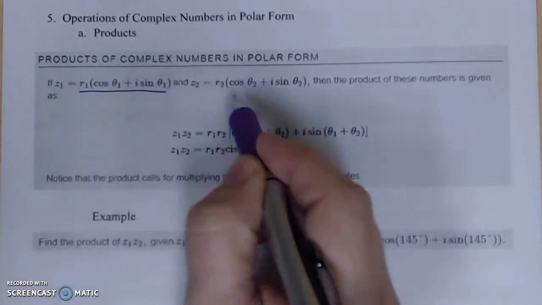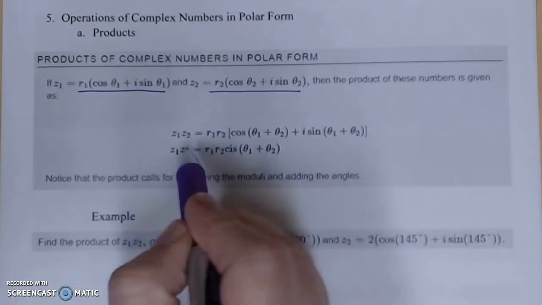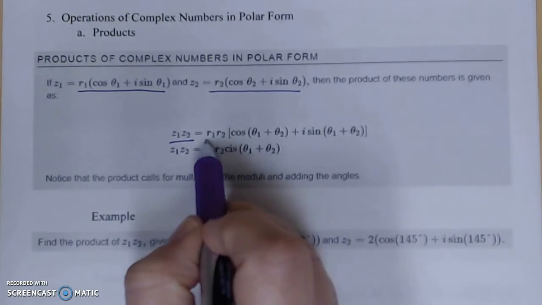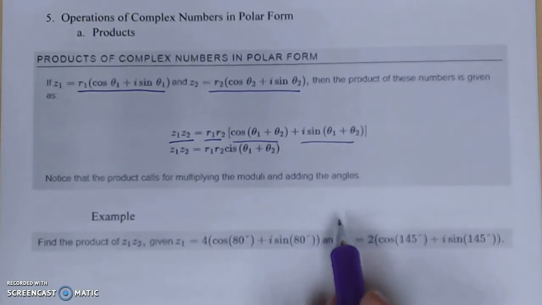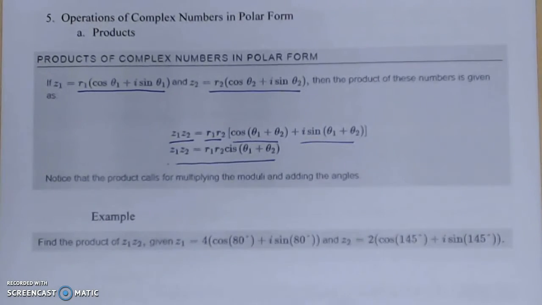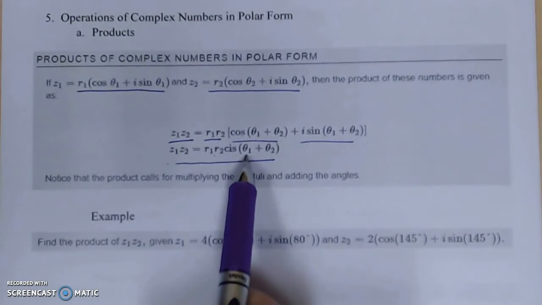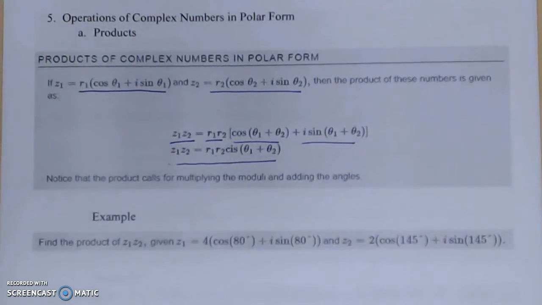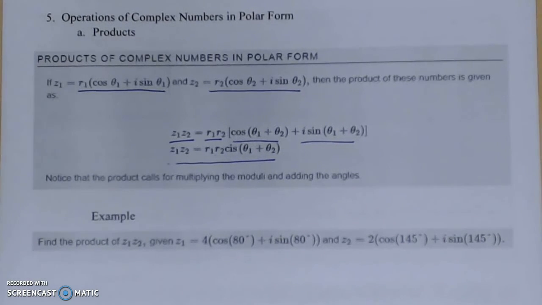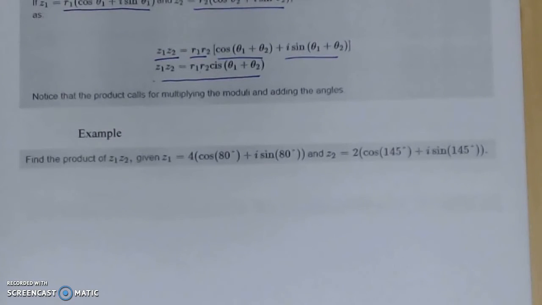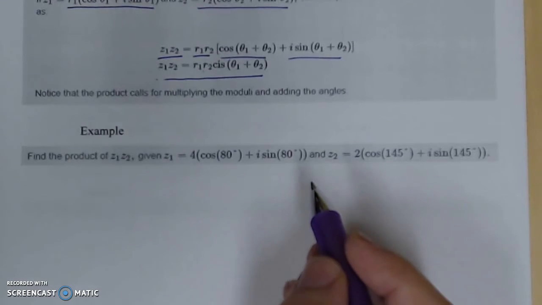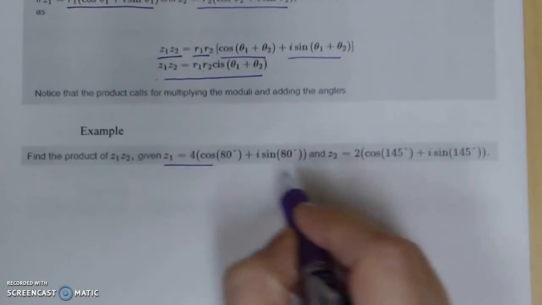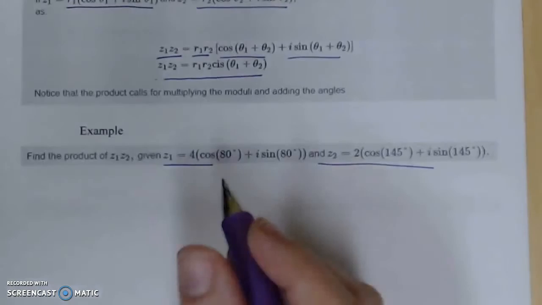Say you're given two complex numbers in polar form. In order to multiply them together, you're going to multiply your r's, add your cosines, and add your sines. Or a more compact way of writing it is in our shorthand: multiply your r's and then add your thetas, cis in between. And so it says, notice that the product calls for multiplying the moduli and adding the angles. And so to find this, notice some information that we have with this one. Here's my z1 and here's my z2.